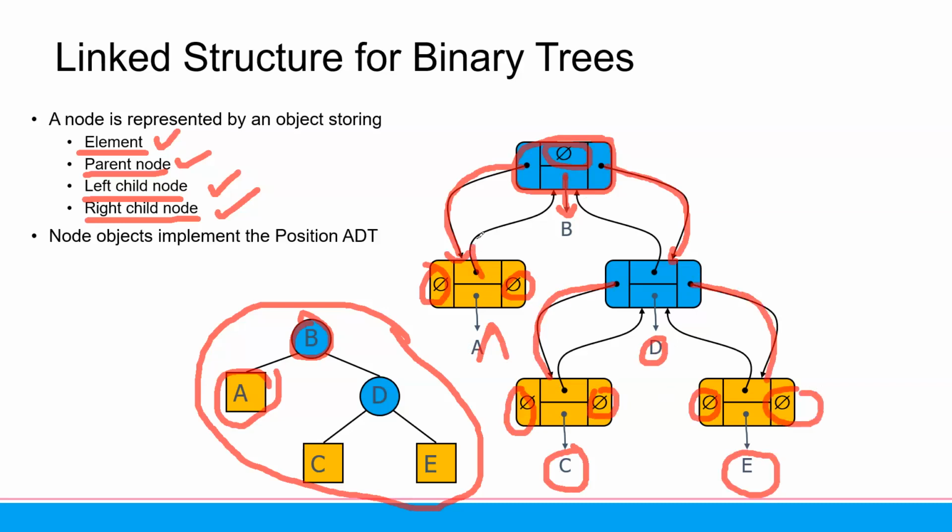For A, it is connected to the parent B. D is connected to the parent B. C is connected to the parent D. E is connected to the parent D. So we call this the link structure for the binary trees.